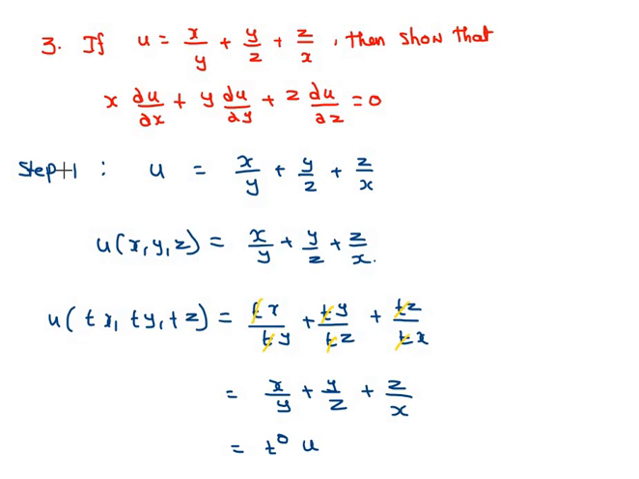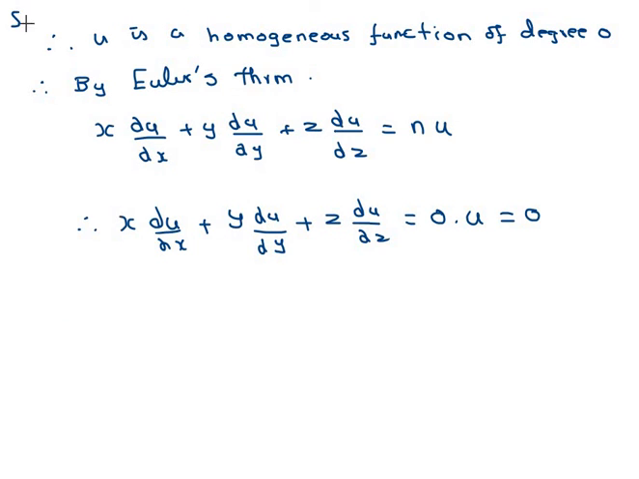So step 1 is, we are finding whether the given function is a homogeneous function or not. Then step 2, u is a homogeneous function of degree n, so we are finding the degree n. Then step 3, using Euler's theorem, we are finding the solution.